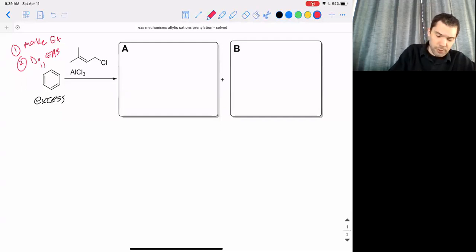And remember that there's really two steps to the EAS: attack and then loss of H+. So that's step two. And overall, that's true for a wide number of reactions. So here we have what look to be fairly simple Friedel-Crafts conditions. Aluminum trichloride is a great Lewis acid, and prenyl chloride is going to be a great electrophile. So let's just start the mechanism there.